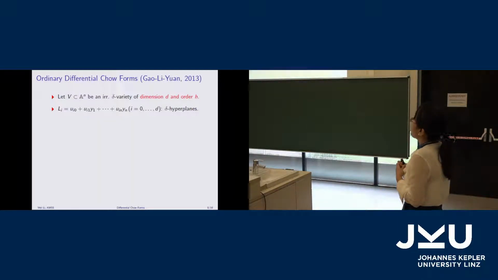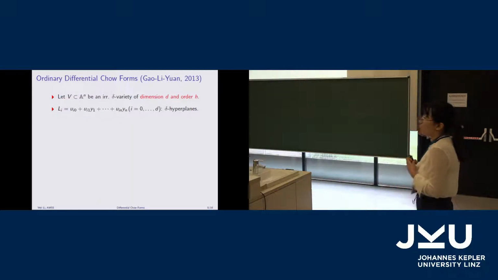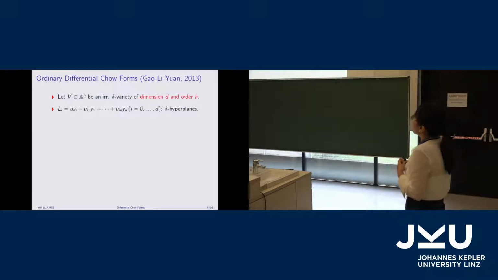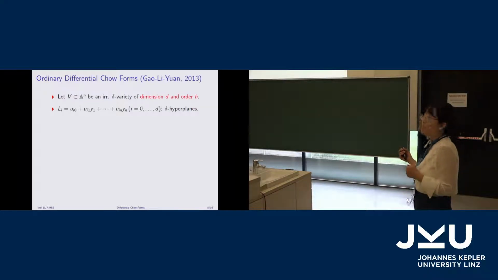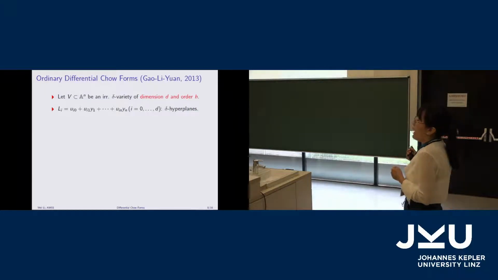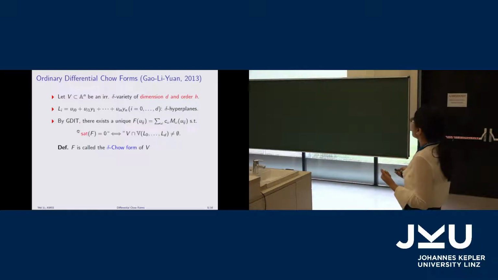Because in algebraic geometry, the intersection theorem is essential to give the definition of the algebraic Chow form. But in differential algebra, Ritt gave a counterexample to show that the intersection theorem is invalid in differential algebra. So we need to develop new tools. We first proved the generic differential intersection theorem.